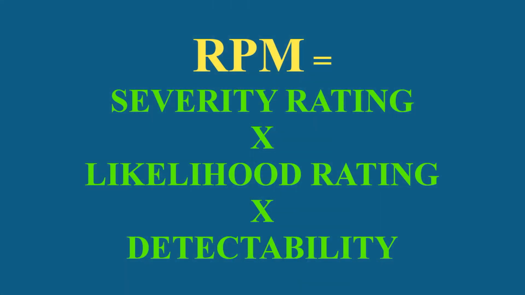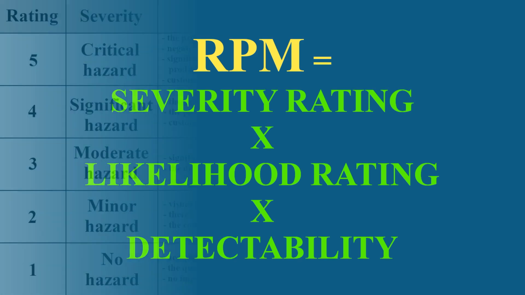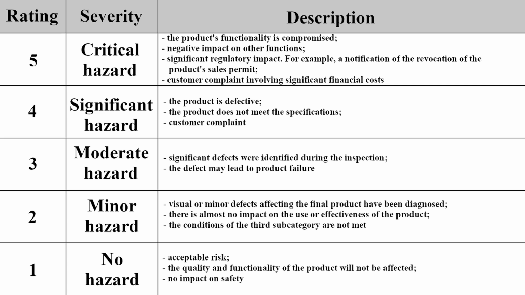To assess the level of risk, the RPM indicator, or risk performance management, is used, which represents the product of three indicators: severity rating, likelihood rating, and detectability. Each indicator is divided into 5 subcategories. The subcategories of severity rating are as follows.